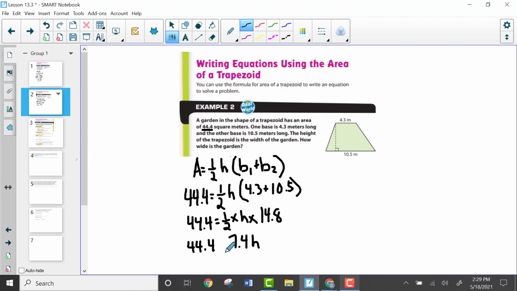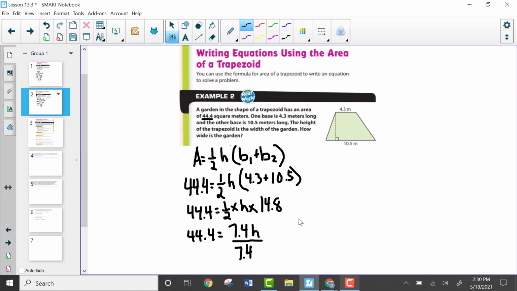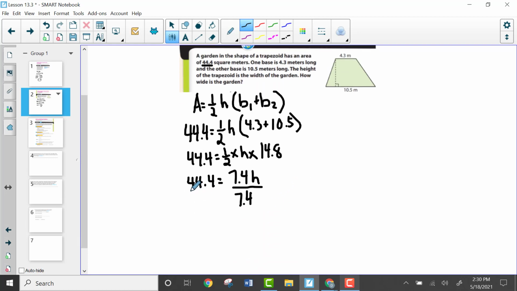And now that we've worked everything out on the one side of our equation, and we just have one number and the height remaining, what we do now is we take 7 4/10 and divide both sides of our equation by it. We bring down our height. So 44 4/10 divided by 7.4 is going to give us a height of 6.